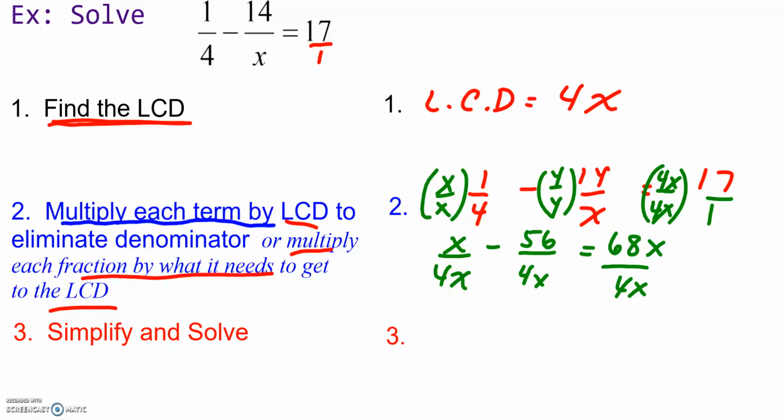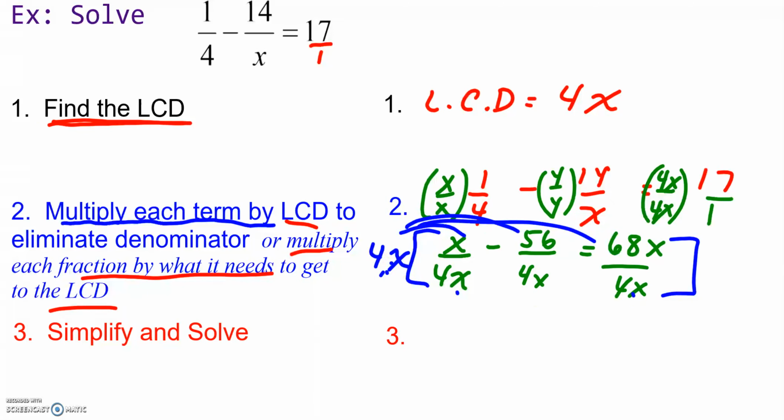I don't know if anyone else is thinking it, but this denominator is kind of a pain. If I could get rid of this denominator, the problem would be a lot easier. So what I'm going to do is multiply the entire equation and distribute in the 4x. And when I do that, this 4x crosses out with this 4x. This 4x crosses out with this one. And this one crosses out with this one.